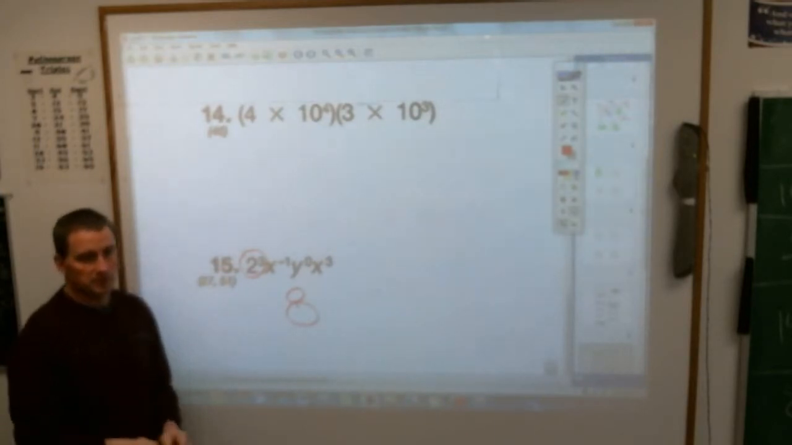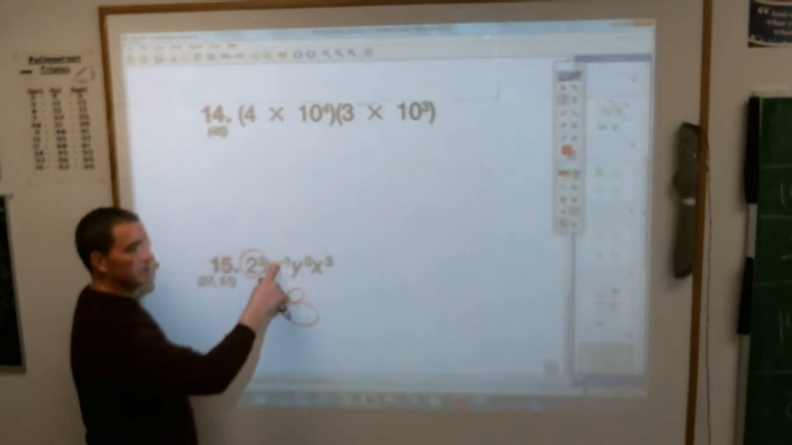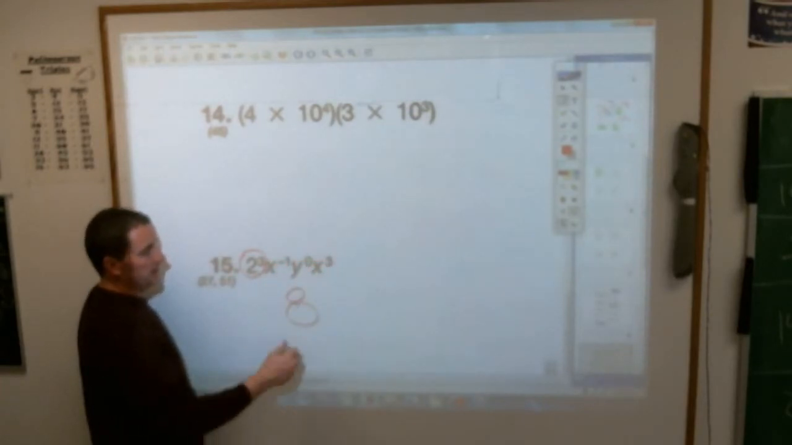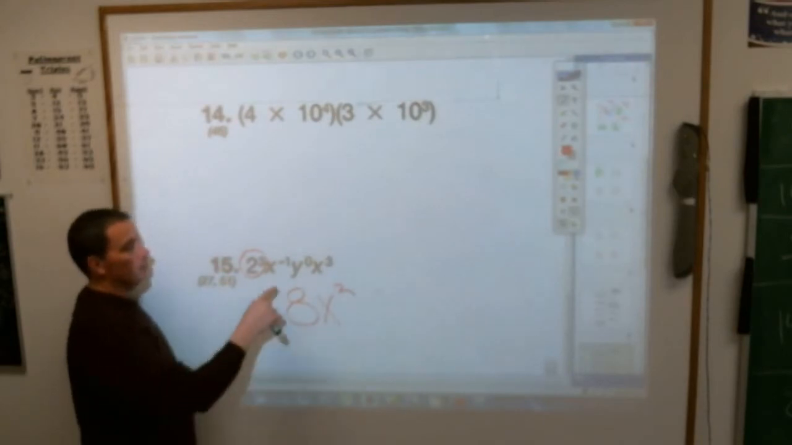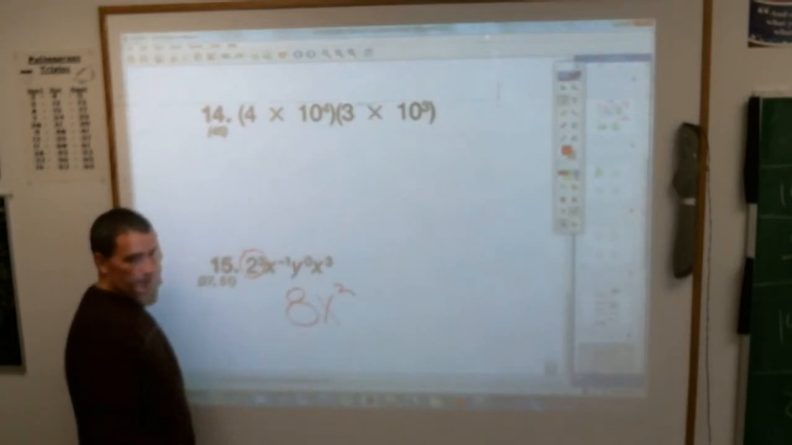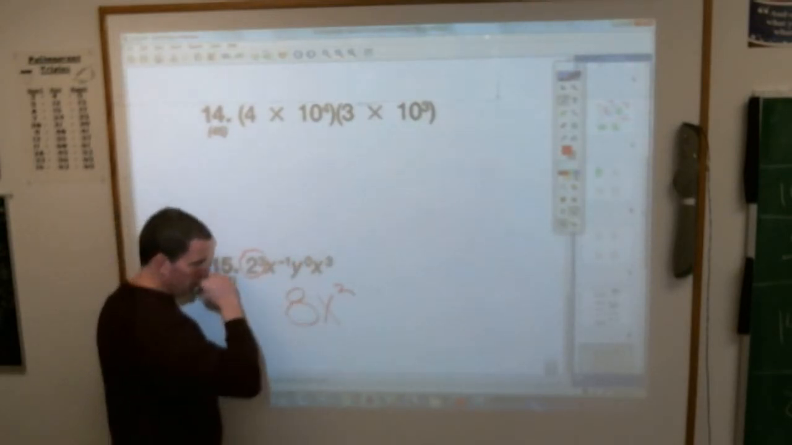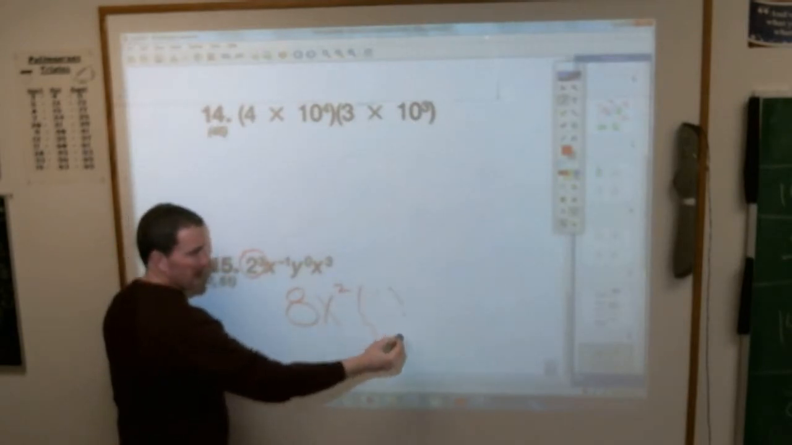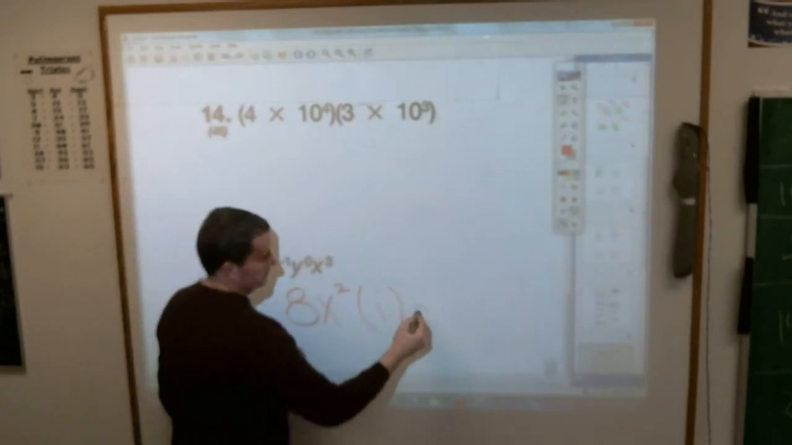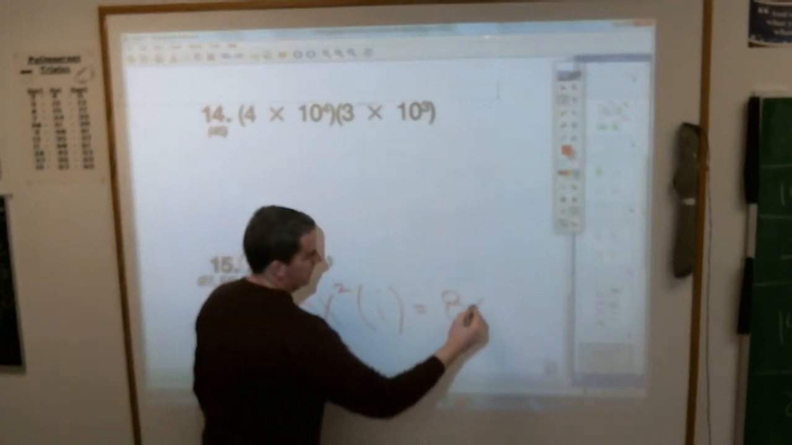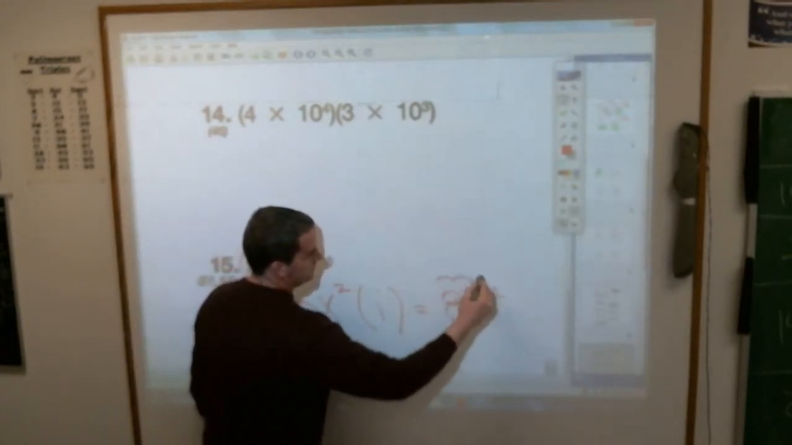You add exponents. So you're going to take negative 1 and add it to 3, and that's where x squared comes from. Anything to the 0 power is 1. So you probably could write a 1 there, but when you multiply 1 times anything, you get itself. So we don't. It's just 8x squared.